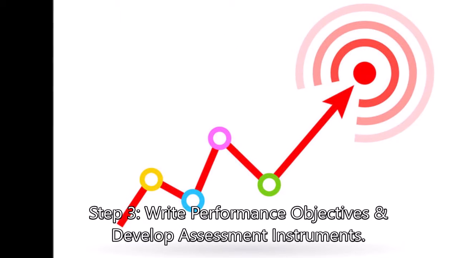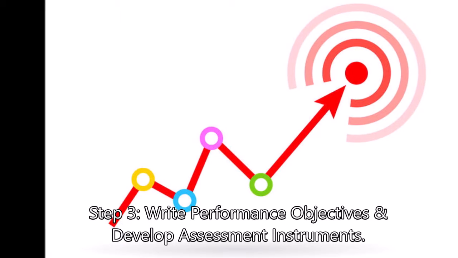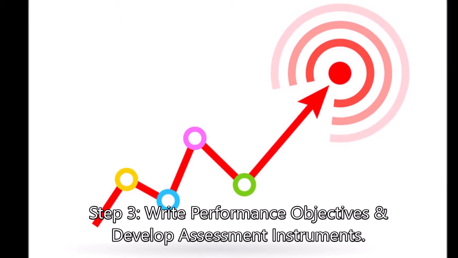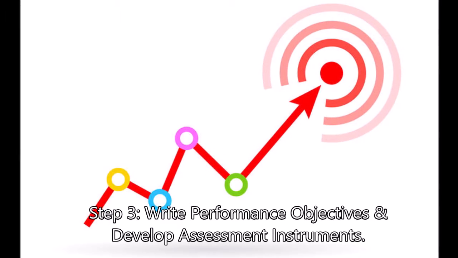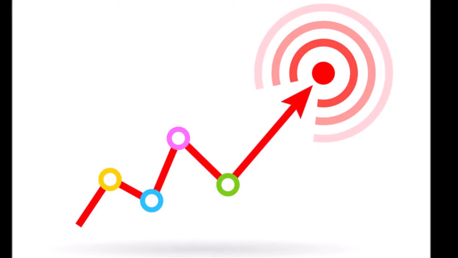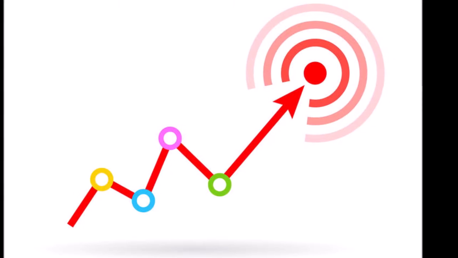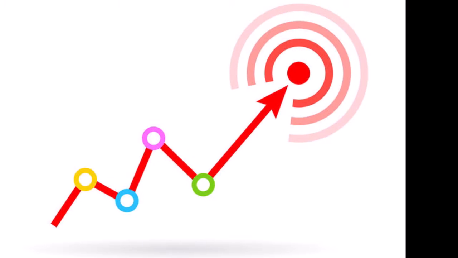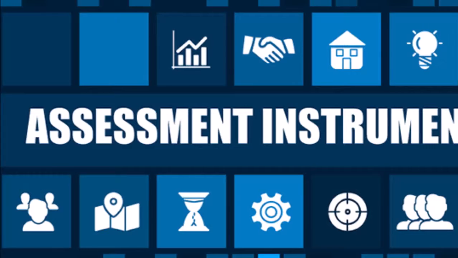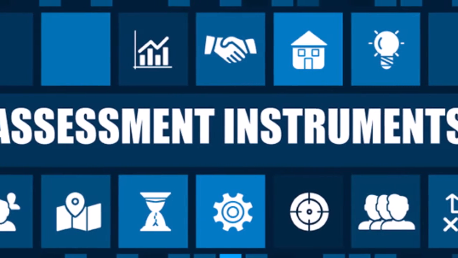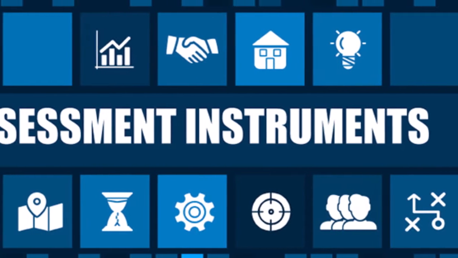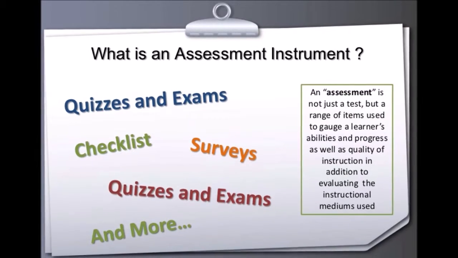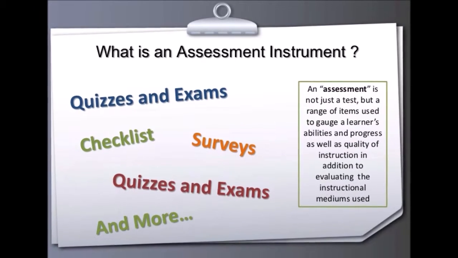The next step was to write performance objectives and to develop assessment instruments. For each goal that I have identified in the previous step, I broke down each goal into minor goals, which are called performance objectives. These are the objectives that learners must master in order to reach the big final goal of the whole course. Then, for each performance objective, I developed assessment instruments to check whether learners have reached each performance objective. Assessment instruments include tests, checklists, and so on that are used to check learners' ability and progress.